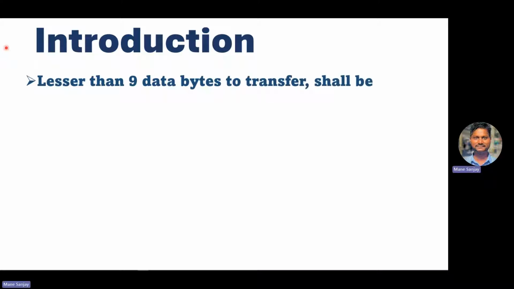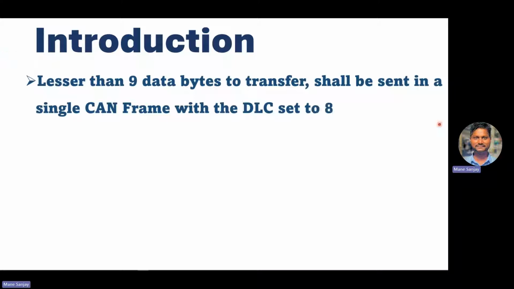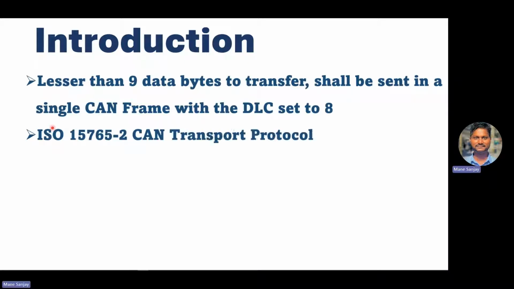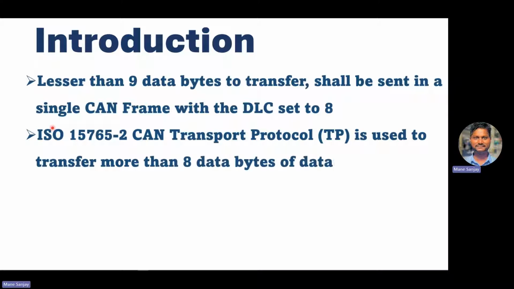What is this protocol? Data transfers of less than 9 bytes shall be sent in a single CAN frame with a DLC set to 8. When I say DLC 8, that means you can send 8 bytes of data in a single CAN frame. But ISO 15765-2, that is a transport protocol, is used to transport more than 8 bytes of data. But just try to understand, in a single frame, you are able to transmit only 8 bytes.